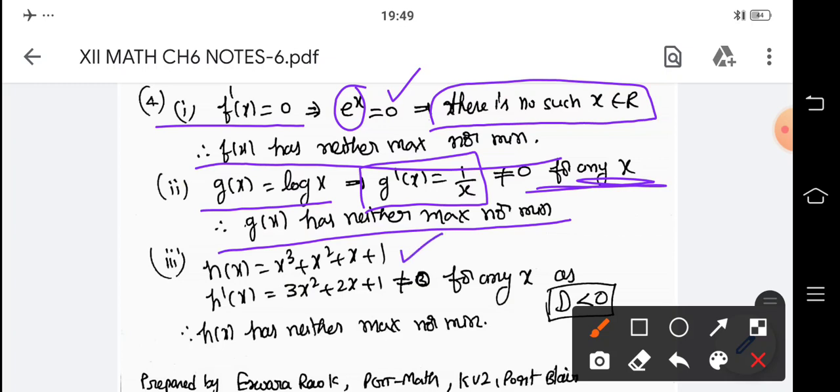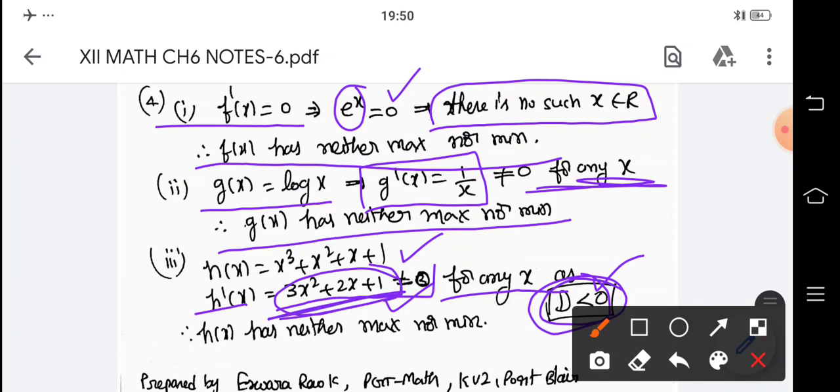H of x is equal to x cube plus x square plus x plus 1. H dash of x is 3x square plus 2x plus 1. This is also never 0 for any x as the discriminant is less than 0. That means imaginary roots. There is no real number for which this quadratic equation becomes 0. That's why when the discriminant is less than 0, we don't get any real x. We get imaginary x. Roots are imaginary. That is the reason h of x has neither maximum nor minimum.